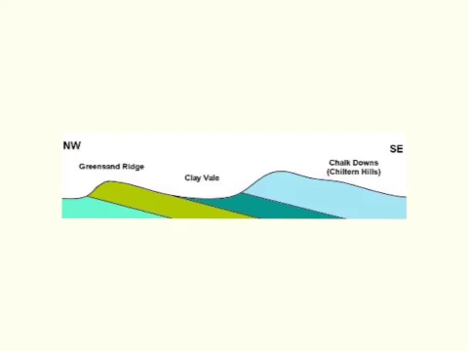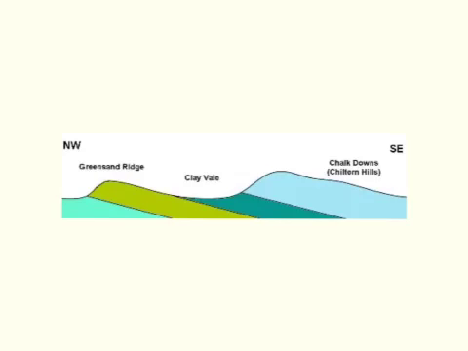Now there's two things that need to occur for chalk and clay escarpments to form. Firstly, you need to have alternating layers of chalk and clay. So here we've got a layer of chalk, a layer of clay, a layer of chalk, a layer of clay. And due to tectonic activity, they must be pushed up so that they are on an angle. Okay, so you can see that all the layers of the rocks here are all on a nice angle.